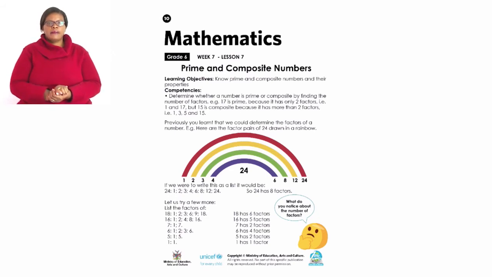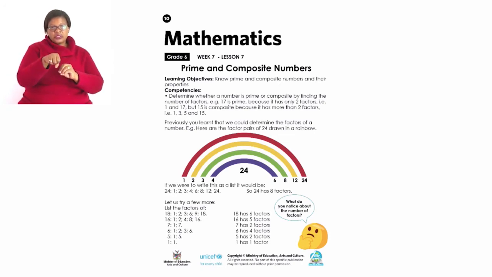Which numbers do you think are composite numbers? That's right, it will be 18, 16, as well as 6. Okay?